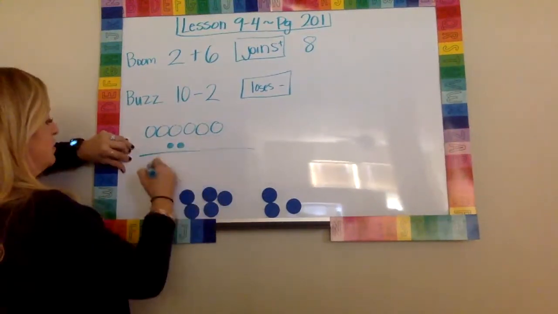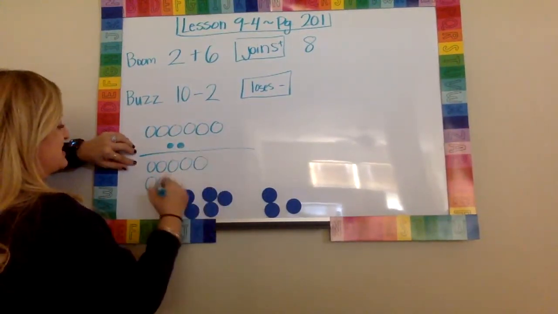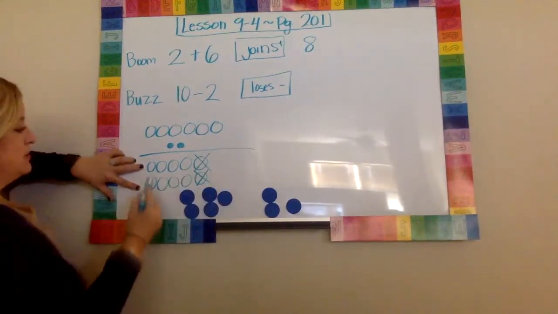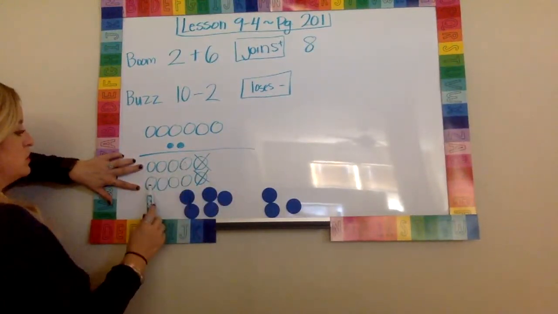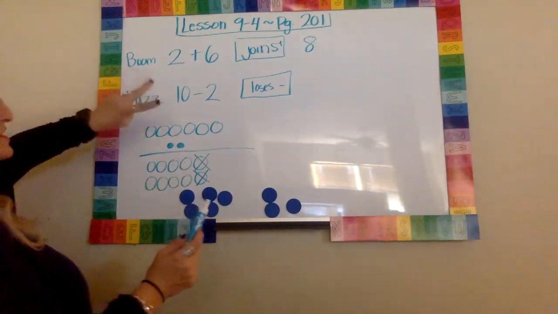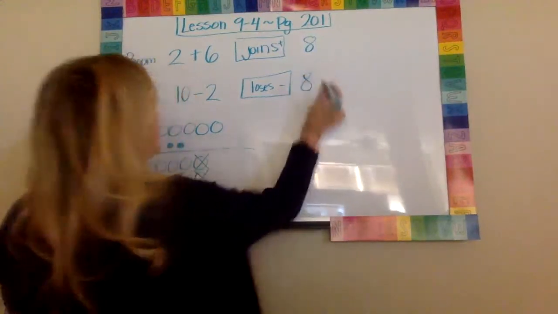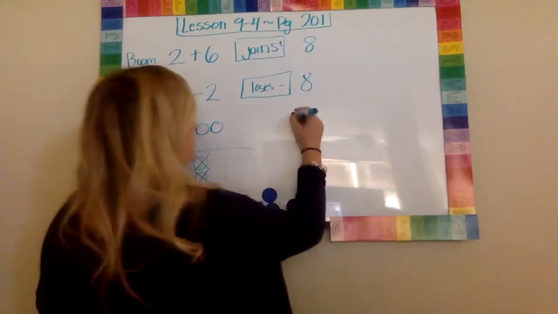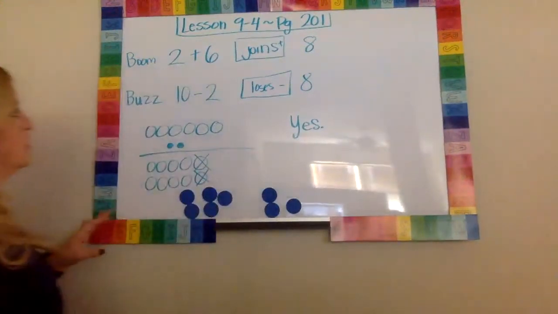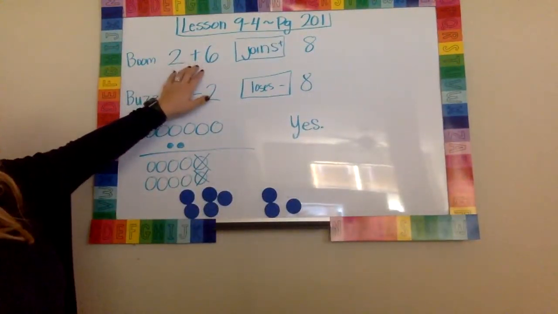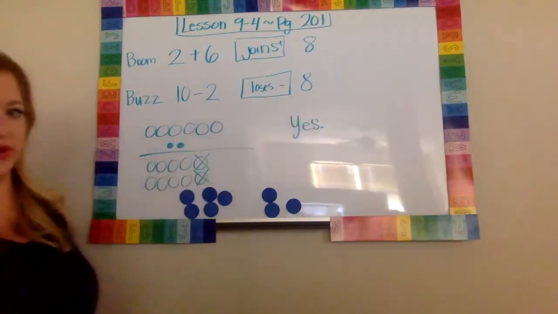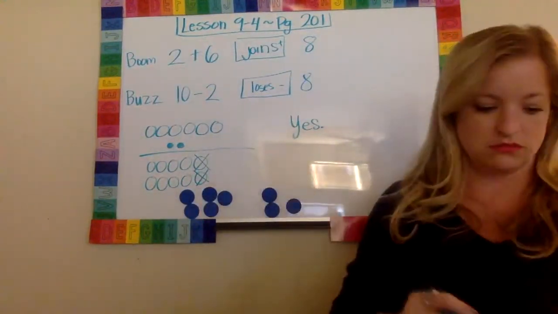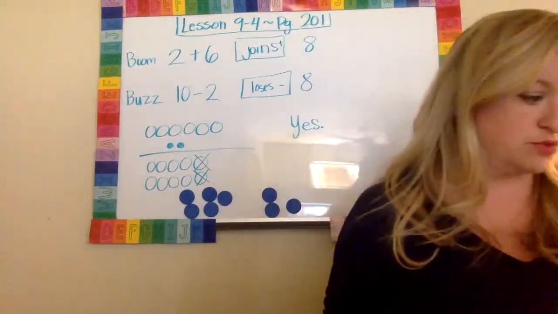Now let's do Buzz. Buzz has 10. 1, 2, 3, 4, 5, 6, 7, 8, 9, 10. And we're going to take away 2. 1, 2. Now let's count them. 1, 2, 3, 4, 5, 6, 7, 8. They both have 8. So do they have the same number? Yes. One is adding up to 8, and one is subtracting down to 8. So showing this is the how do you know. Feel free to add words too if you want to in that how do you know part.